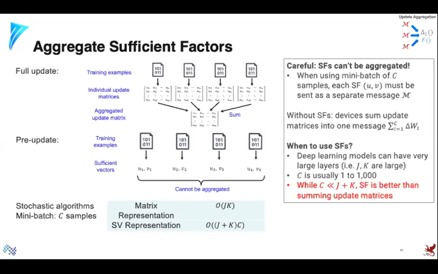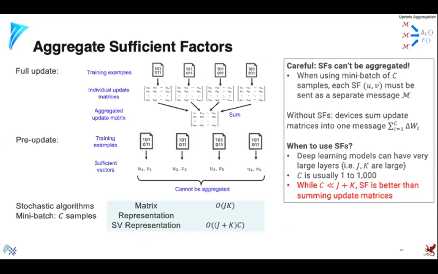And this leads to some of the interesting trade-offs that you saw earlier when Eric introduced how different systems artifacts have different weaknesses. So the weakness of sufficient factors is that the cost of distributed stochastic gradient descent on a parameter server architecture using a matrix representation is basically O(J times K). But the cost of transmitting sufficient vectors and factors is O((J plus K) times C), where C is the size of the mini batch, because you have to send every sample independently.